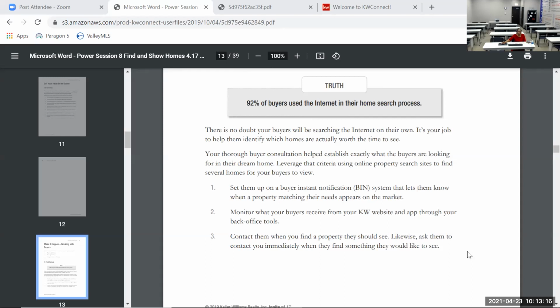Monitor what your buyers receive from your KW website and your app through your back office tools. You can monitor what they see through your website and your app, and then contact them when you find a property that they should see.